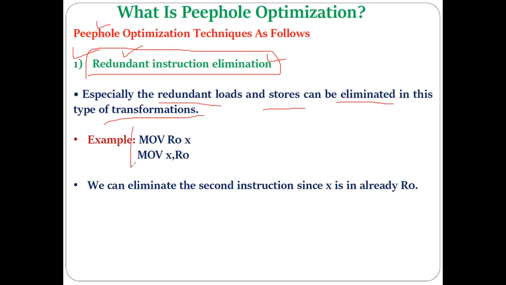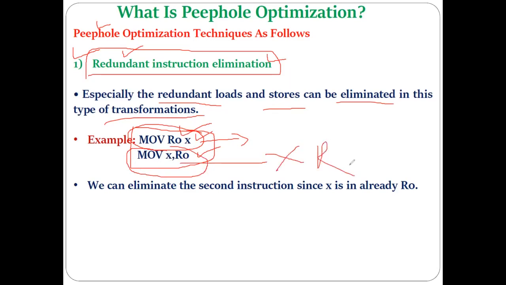If you see this example, let's see. Now what is happening in the first instruction? MOV R0, X means you are trying to move X into the register R0. And what are you trying to do in the second instruction? Move X to R0. But if you see the first instruction, X is already in R0. The result of this first instruction will be what? X will be going to R0. Then why are you again moving X into R0? So this second instruction is called a redundant instruction.